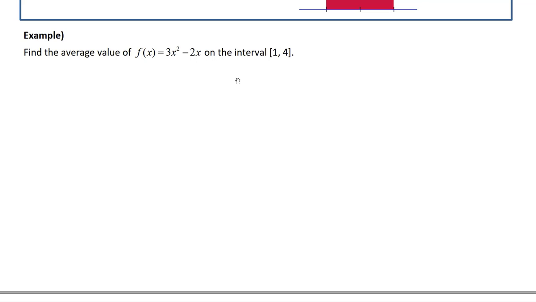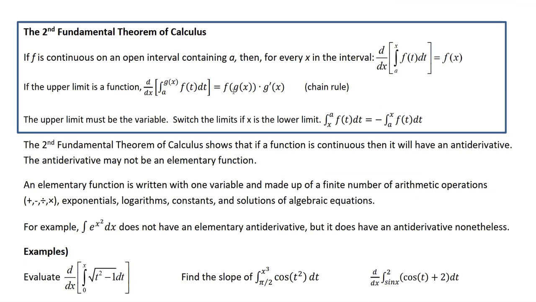Let's go to the second fundamental theorem of calculus. The second fundamental theorem of calculus basically says that if f is continuous on an open interval containing a, then for every x in the interval, if I took the derivative of the integral, then I just get f of x. So just this f of x piece right there, it kind of goes down.